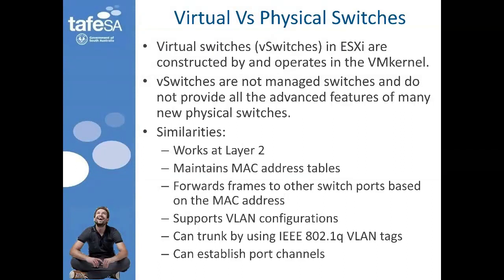Some similarities: they all work on layer 2, so you know that. They all use a MAC address table, easy. They forward frames from one switch port to another switch port based on the MAC addresses. Still the same, no problems. They support VLANs, no problems. They can also trunk by using the IEEE 802.1Q VLAN tags. So we talked about the trunking ports before, right? They pass the VLAN information from the virtual switch to the physical switch. They can establish port channels. What does that mean? That means we can actually have multiple ports working together.